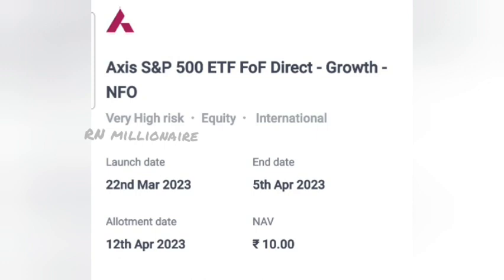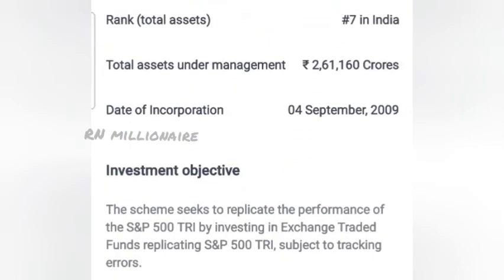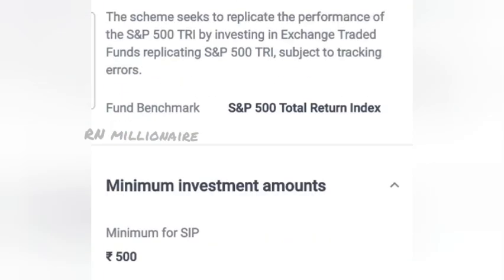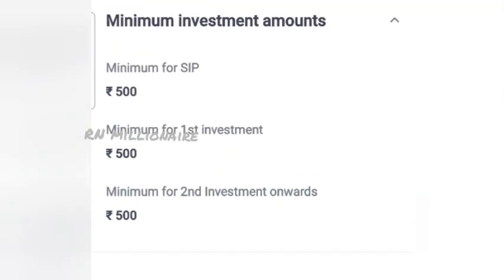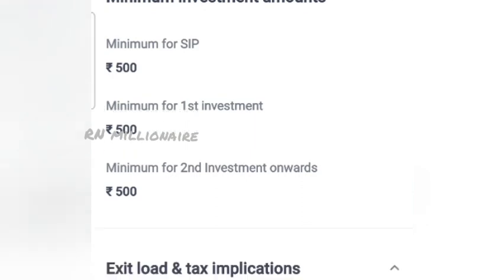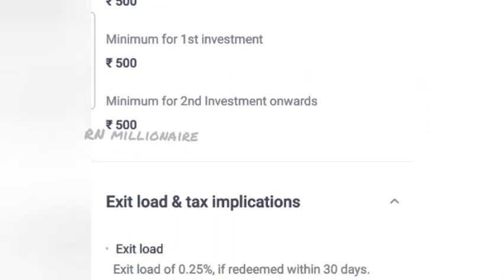This is a passive investment strategy, as they are investing in already existing international ETFs. So the expense ratio will be very low. The minimum investment in this fund is 500 rupees, and SIP is 500 rupees. If you would like to invest after allotment, the minimum amount is also 500 rupees.